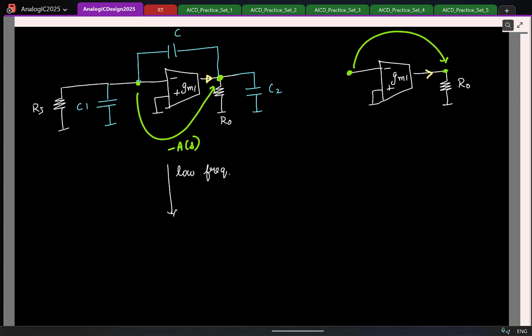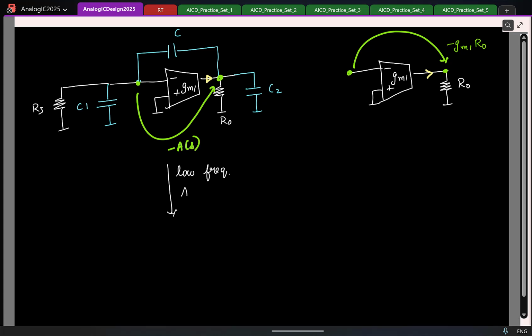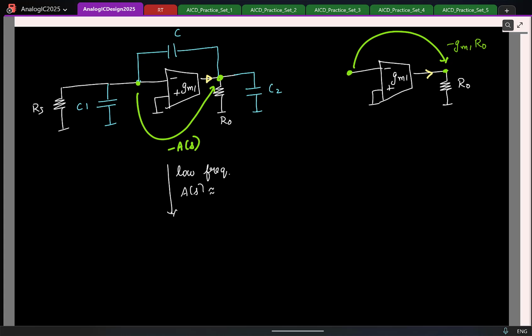What is this current? If this voltage is some Vx, this current will be how much? Minus Gm times Vx. So what will be this voltage? Yeah, so the gain is going to be minus Gm1 times R naught. So which means now this gain is no longer a function of frequency. I can say that the magnitude of the gain is approximately a constant equal to Gm1 R naught.